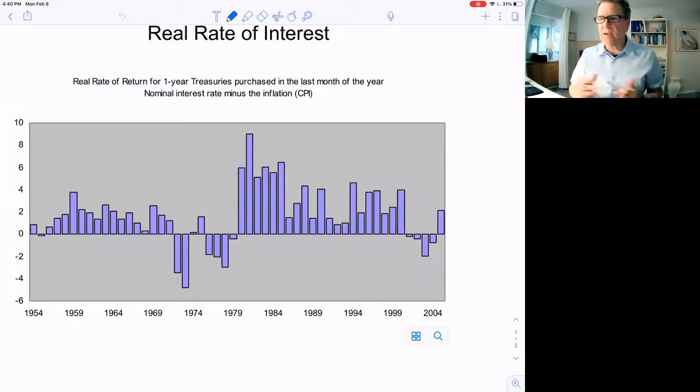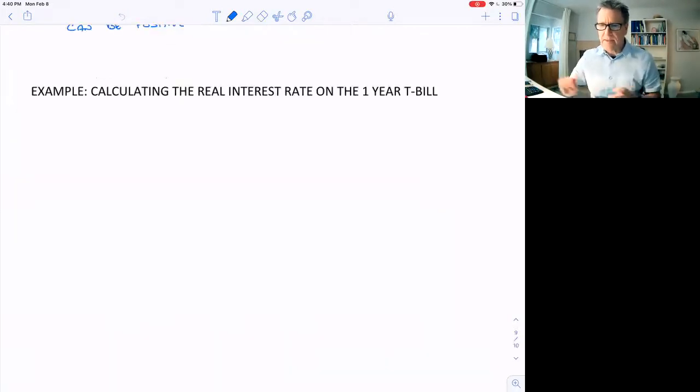So next, let's do some calculations on this real interest rate. Show you how this is done. Okay, so let's decide here what the real interest rates are on these 1-year T-bills. Right now it's February 2021. What I need to do is go back 1 year ago and see what interest the 1-year T-bills were paying, then what the inflation rate was over the last 12 months, and calculate what the real rate was.